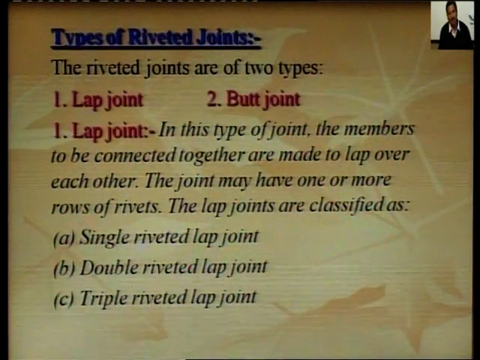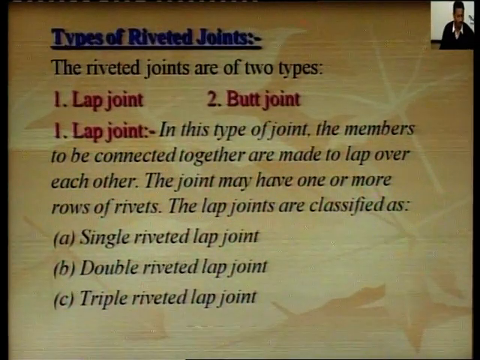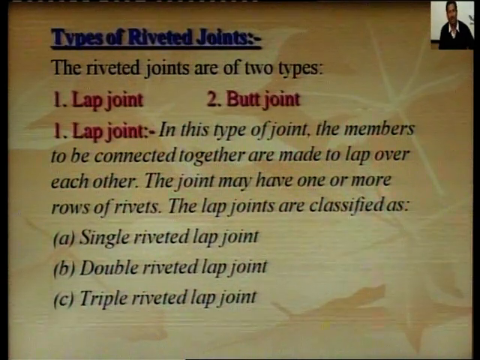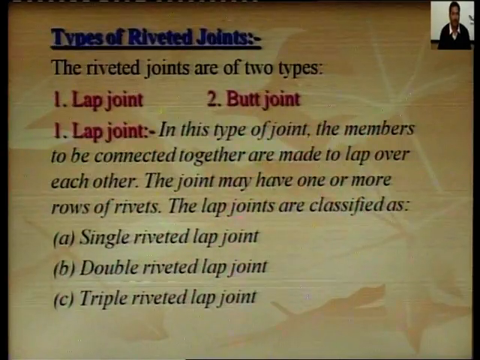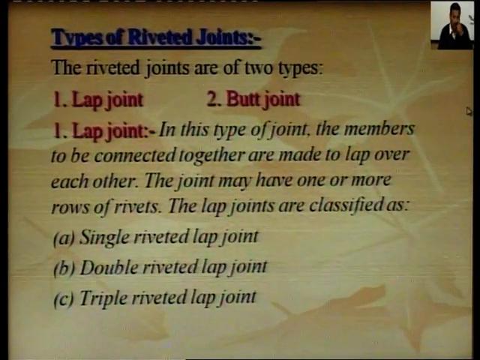Next, we come to the next point, types of riveted joint. The riveted joints are of two types. The riveted joints are mainly classified into two types. Number one is the lap joint and number two is the butt joint. So, first, the lap joint.